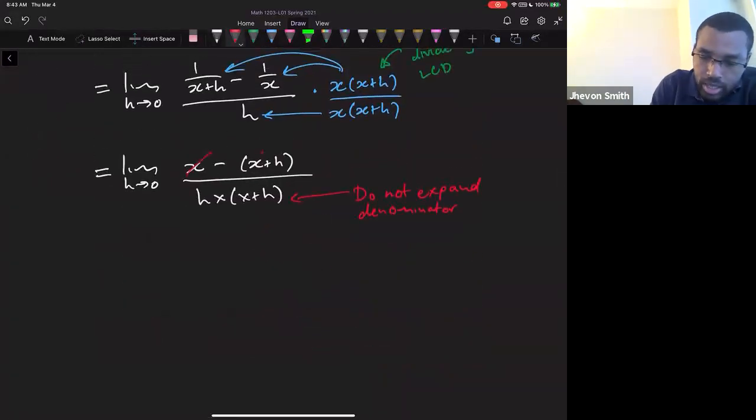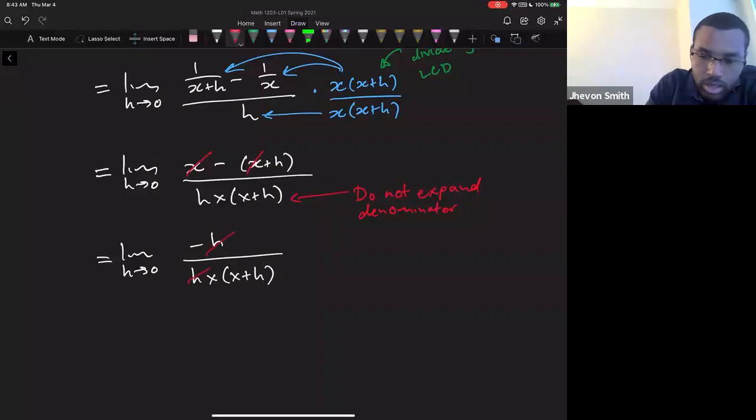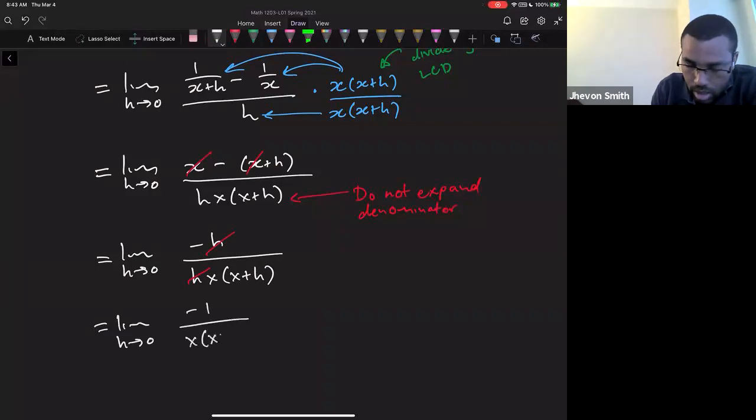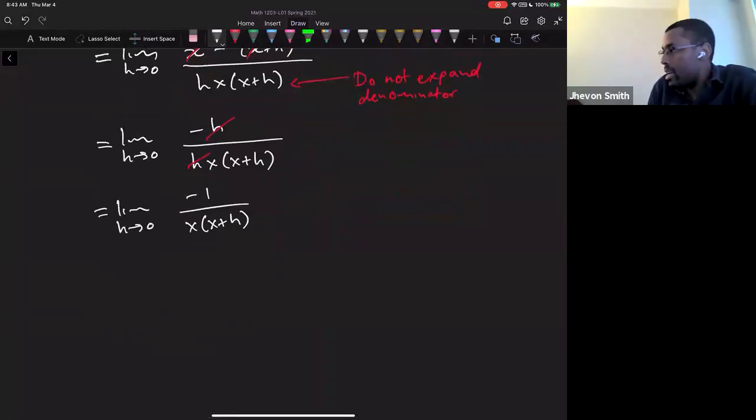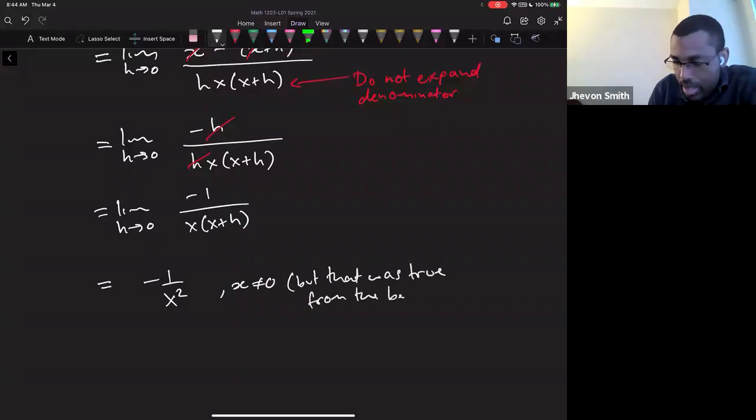Now we would have x kills the x. We would end up with minus h over h x times x plus h. Now the h's die. And now you'll notice that I can plug in h equals 0 without immediately getting division by 0. And so minus 1 over x squared. Okay. Now, of course, x not equal to 0, but that was true from the beginning. So it's not like the derivative messed anything up here.